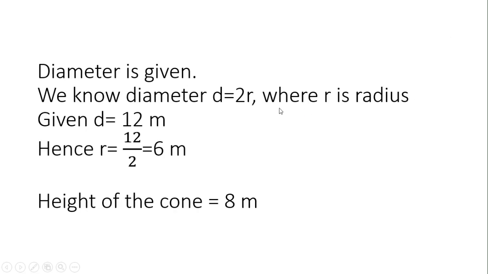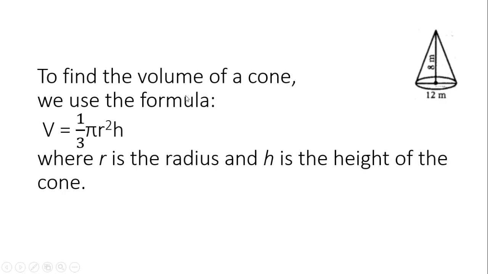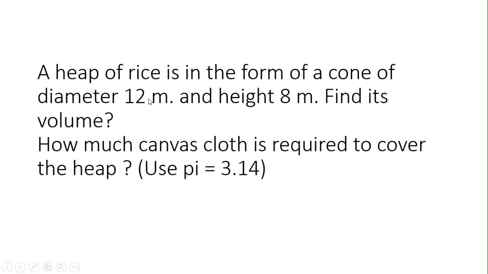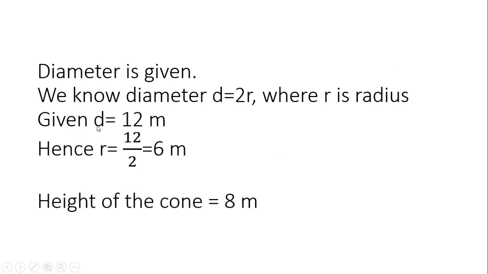So what we have taken, diameter is given as 12 meters, and we can find r as d by 2. So here 12 by 2 is equal to 6 meters. So the radius of the cone is 6 meters and the height of the cone is 8 meters.